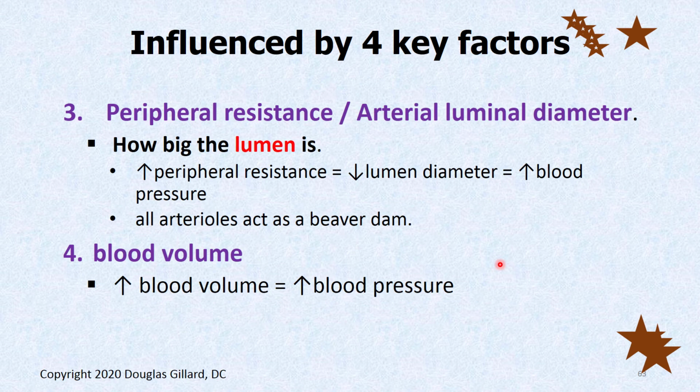And then the resistance as well, how big the lumen is. An increase in the peripheral resistance will decrease the lumen diameter, the lumen size, and that increases blood pressure as well. And we talked about how arterioles can act as a beaver dam. And then blood volume. If you have too much blood volume, you have hypertension. We've talked a lot about having not enough blood volume, and that causes hypotension.